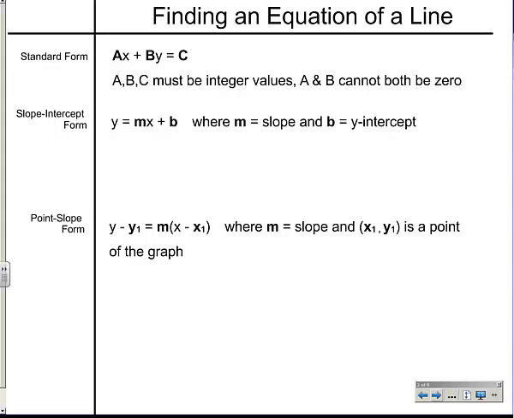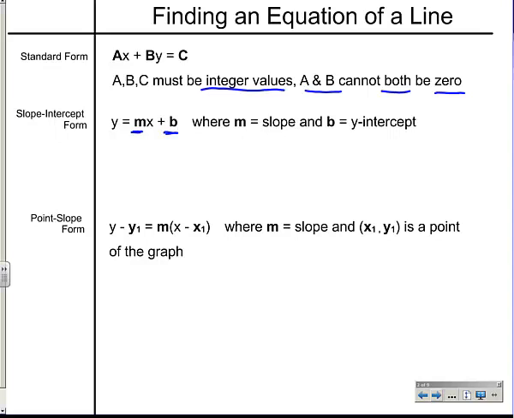We've already seen standard form, ax plus by equals c, where a, b, and c must be integer values. A and b cannot both be 0. The next one is slope-intercept form. You've probably seen this one before. It's y equals mx plus b, where m is the slope, and slope can be a fraction, and b is the y-intercept. That could be a fraction also, but it's easier to graph when it's not.